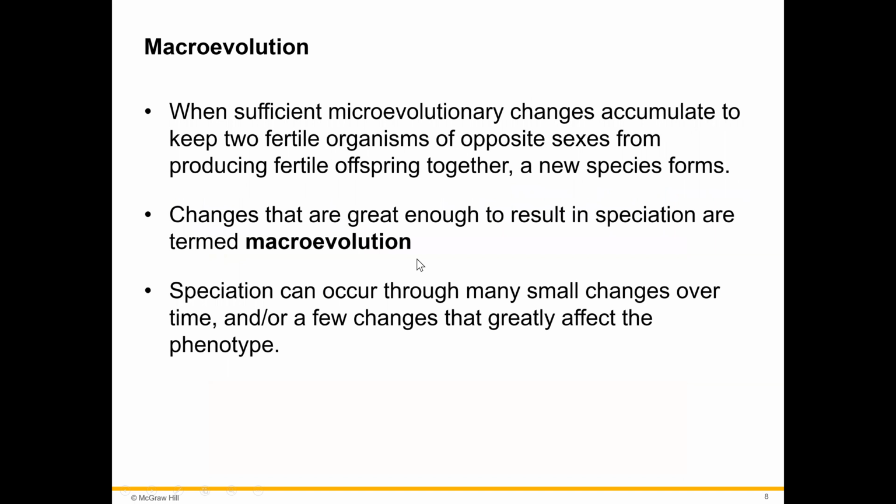Now, when sufficient microevolutionary changes accumulate to keep two fertile organisms of opposite sexes from producing fertile offspring together, a new species forms. So what it says is that if you have small changes within a population that we call allele frequency changes, those are small changes. But when these changes accumulate and we have organisms that cannot breed with each other anymore, or cannot produce fertile offspring, then we say that a new species evolved. And changes that are great enough to result in speciation, that is, formation of new species, are termed macroevolution. Speciation can occur through many small changes over time and/or a few changes that greatly affect the phenotype.